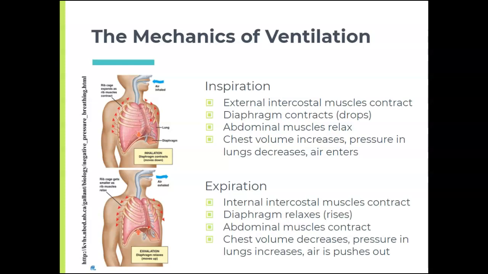And then when you expire, when you exhale, the opposite happens. So the internal intercostal muscles contract, right? They're going to bring back the rib cage in towards your lungs. The diaphragm relaxes, which pushes it back up into its normal position, which is right here, you can see it going up. The abdominal muscles contract, which again helps push everything where it needs to go. The chest volume decreases, pressure in lungs increases, and air is pushed out.